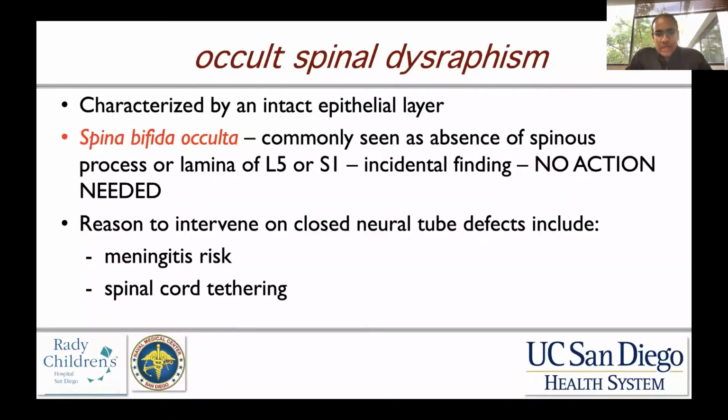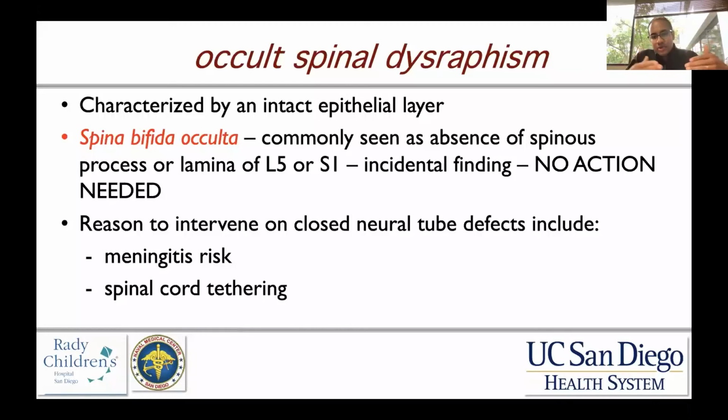So spina bifida occulta, you're going to see this term a lot on radiology reports, on consult requests, and things like that. It's a commonly seen abnormality where there's an absence of a spinous process or lamina of L5 or S1. It's an incidental finding, and there's really no action needed.